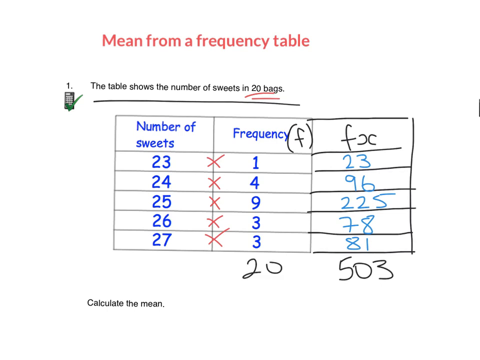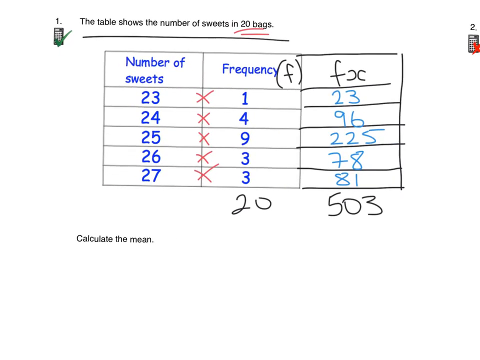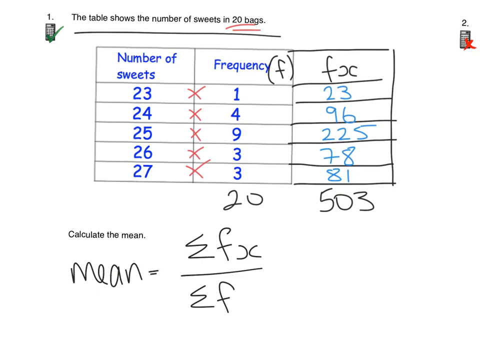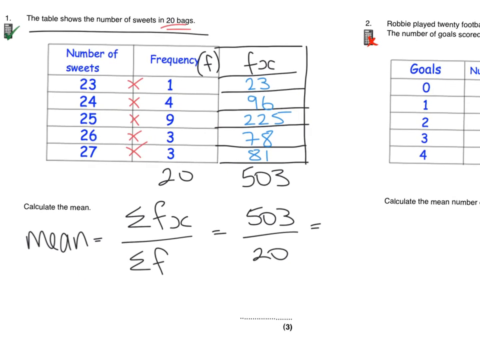So, now to find the mean. All we do is, this little sign here just means sum. Okay, so we do the sum of the FX column divided by the sum of the frequency column. And that is the mean. So in this case, it's 503 divided by 20. So 503 divided by 20 gives me 25.15. And let's keep the decimal in.